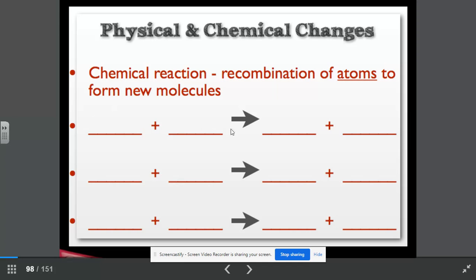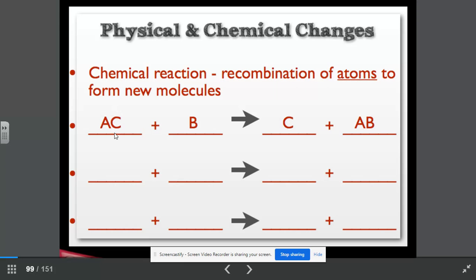When I'm reading a chemical formula, I like to say the element, and I say reacts with. A chemical reaction occurs. That's what the arrow stands for. And these are my brand new substances, the recombination of atoms to form new molecules.